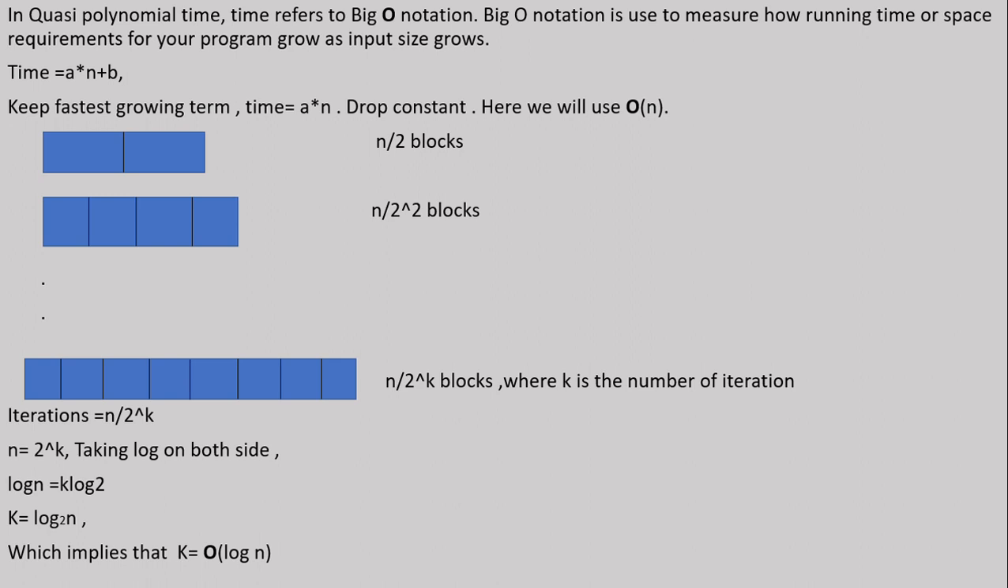Since for large values of n, the value of n is much smaller than n squared. Here you can see n over 2 blocks, n over 2 squared blocks, and after k iterations it will be n over 2 to the power k blocks. So n equals 2 to the power k. Taking log on both sides, log n equals k log 2, which implies that k equals big O of log n.